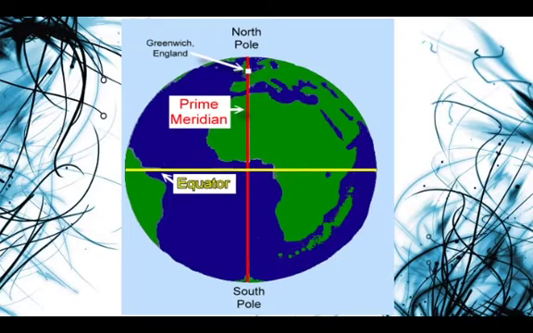So, we already studied the equator, isn't it? This is the latitude line, and it divides the earth into two halves, the northern hemisphere and the southern hemisphere. Likewise, the prime meridian, the Greenwich line and the international date line divide the earth into two halves.